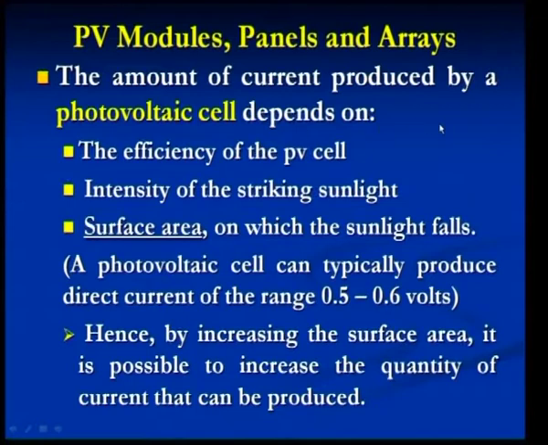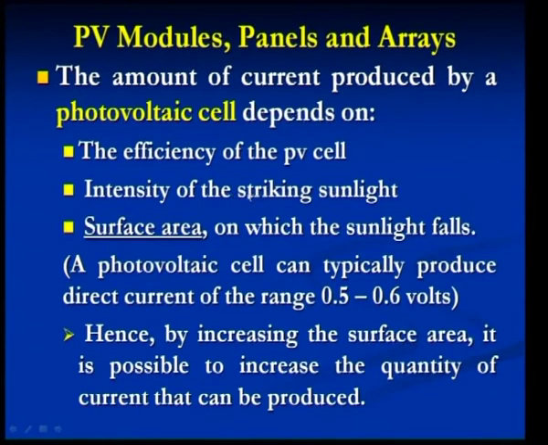The amount of current produced by a photovoltaic cell, as we have seen already, depends on 3 essential factors. Number 1 is the efficiency or performance of the photovoltaic cell itself. Number 2 is the intensity of the striking sunlight, that is, how much concentrated sun radiation is going to fall on your photovoltaic cell. Thirdly, the surface area on which the sunlight is going to fall. How do we cover that larger area and extract the energy falling on a larger scale? For this, the cell becomes a module and an array and so on.